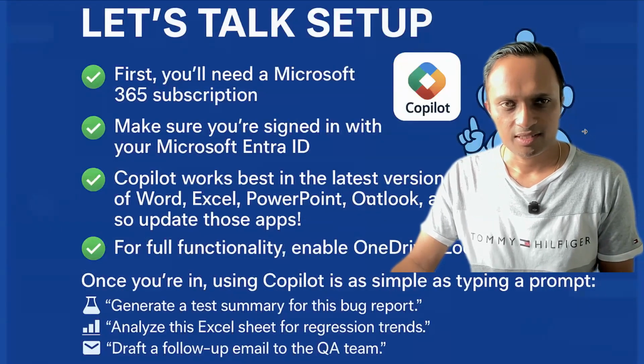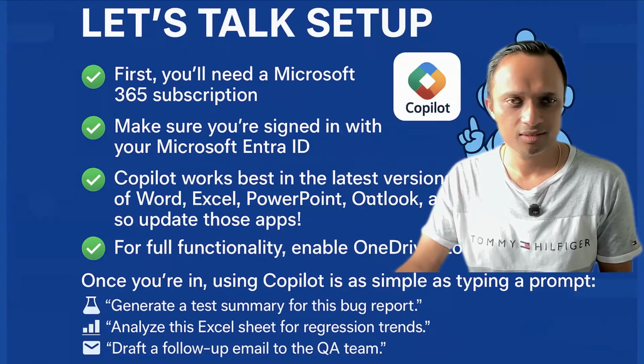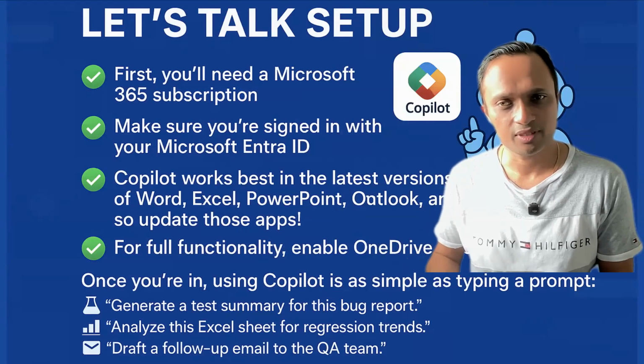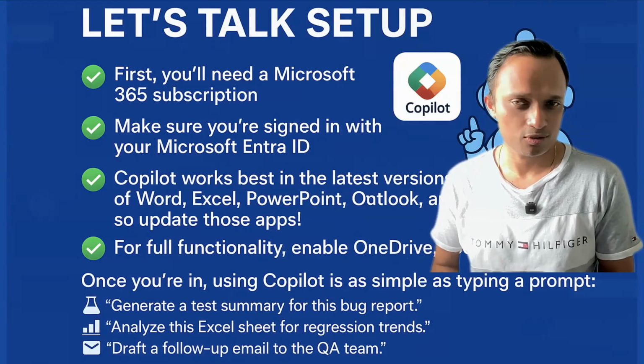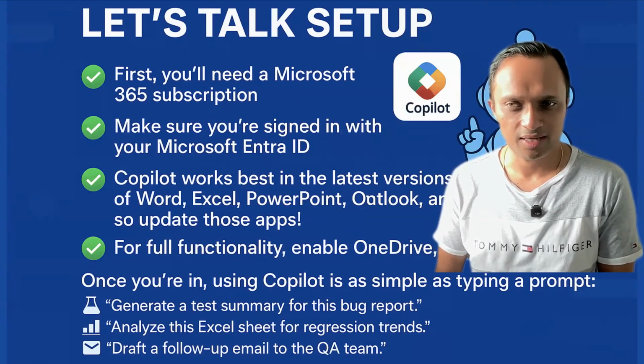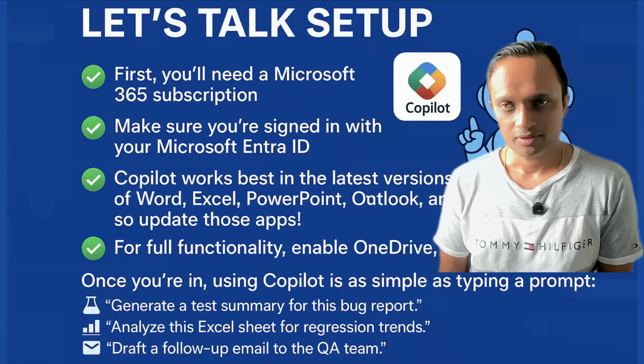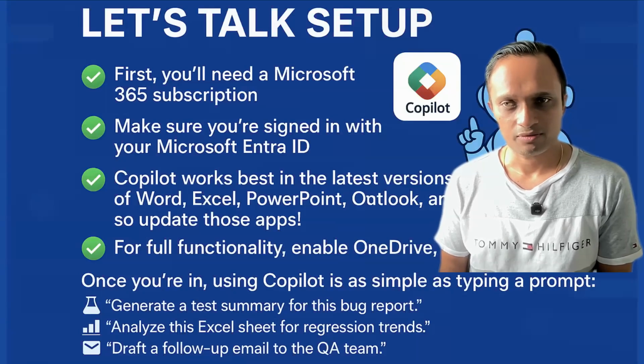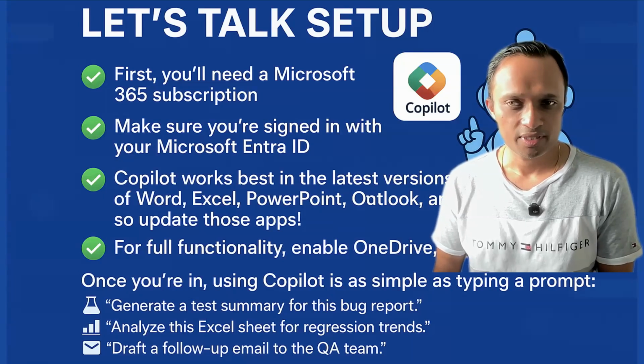Now let's talk about the setup. For Microsoft Copilot, you can use the Microsoft 365 subscription, which comes with all the different apps, and then you will also get the Copilot. This is the best way to use Copilot and all of its features. You have to sign in with the Microsoft Entra ID, and it works with the latest versions of the Microsoft apps, so get them updated. For full functionality, you can also enable OneDrive, Loop, and Whiteboard. These are some of the apps provided by Microsoft.